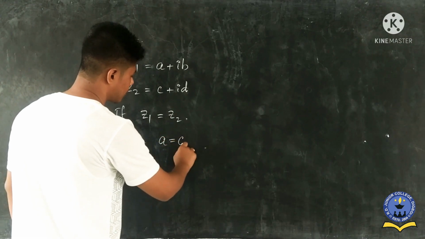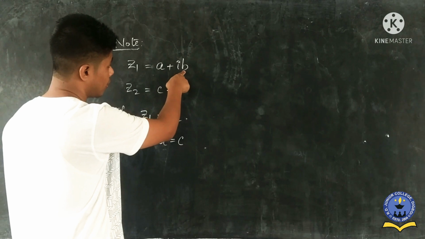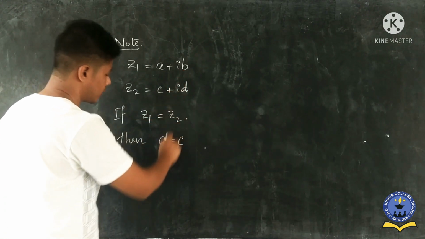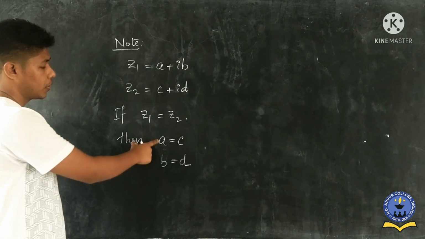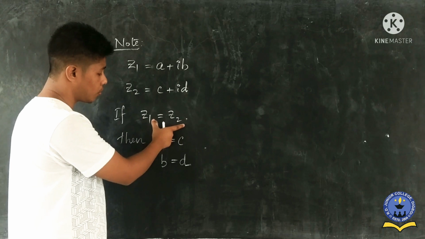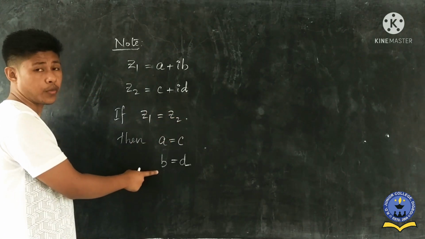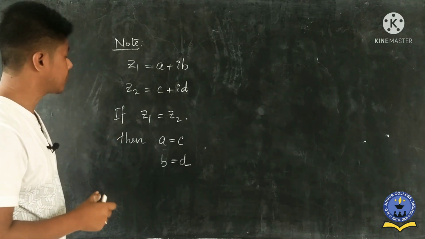Then the conditions we get are: the real part equal with real part, as well as the imaginary part equal with imaginary part. That means the second condition, B is equal with D. So if these two conditions hold, then the complex numbers are equal. If the complex numbers are equal, then the real parts and imaginary parts are equal. Is it clear? Let's take an example here.